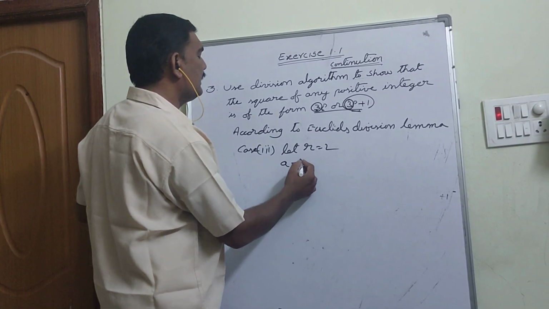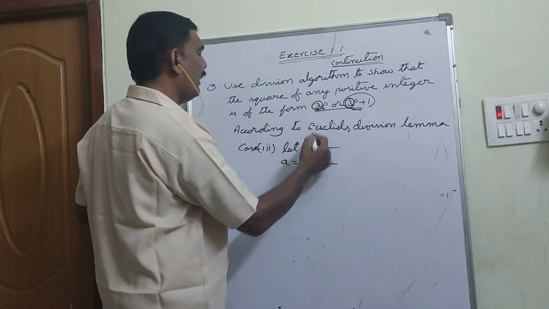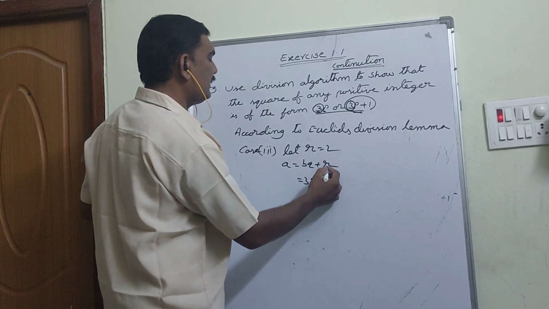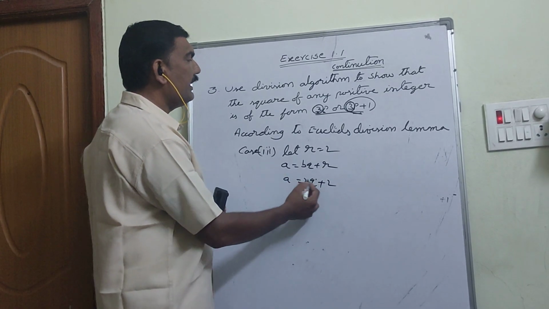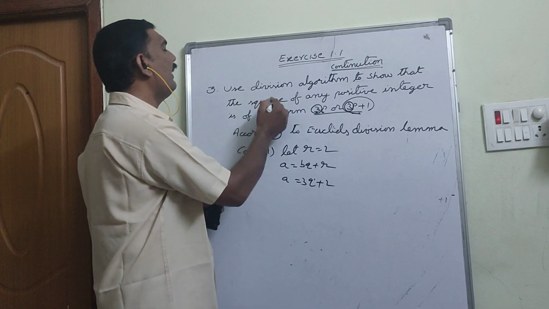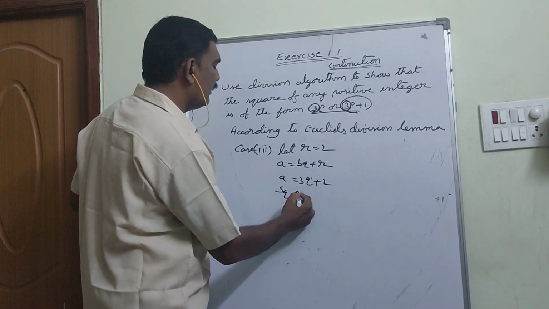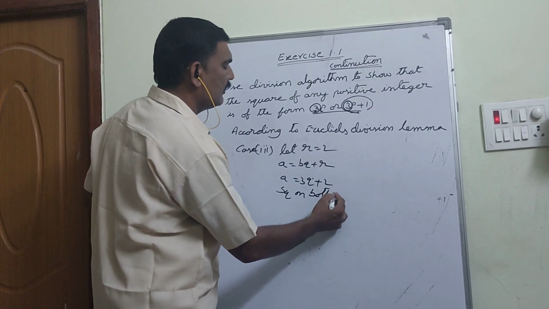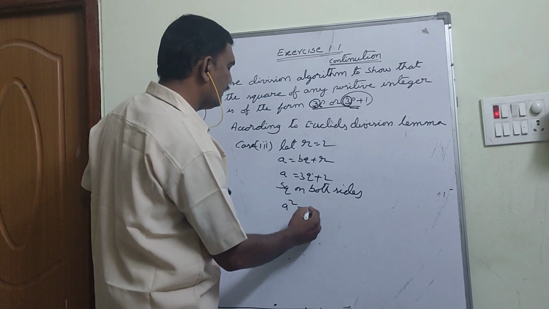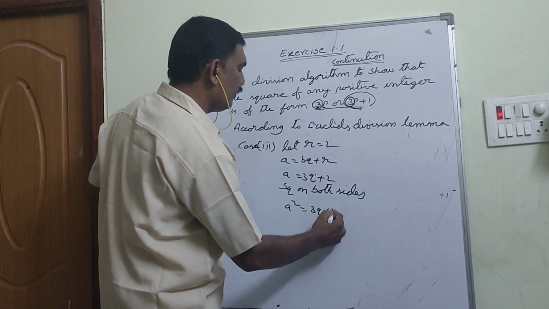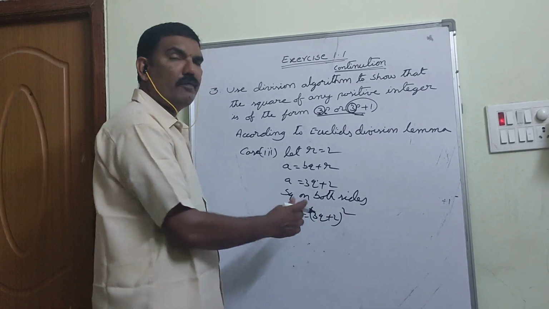Then Euclid's division lemma is a equals bq plus r. In place of b you have to write 3, q as it is, and the remainder is 2. Then a is a positive integer, but what we want is the square of any positive integer. So what you have to do? Squaring on both sides. When you square both sides, a square is equal to 3q plus 2 whole square.